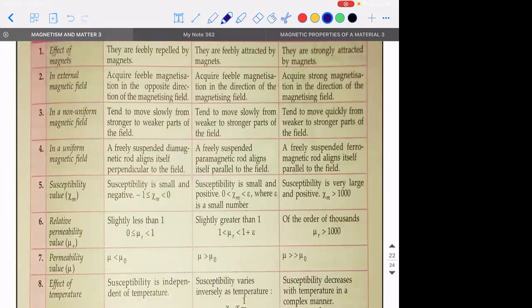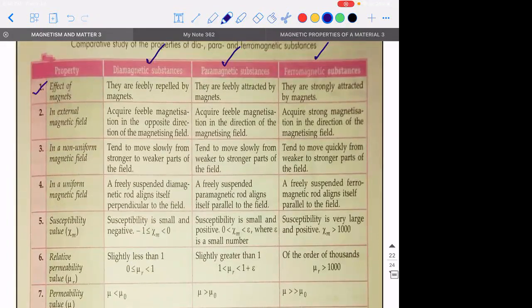Okay. Now listen. The first thing is effect of magnets. So what did a diamagnetic material do as soon as a magnet was brought close to it? Got repelled. So it repelled, but it was a feeble repulsion. Not like it jumped away directly. Right? It was a feeble repulsion. Whereas when you talk about a paramagnetic substance, it got attracted, but this was also feeble. Then what about a ferromagnetic substance? They got attracted, but they got attracted very strongly.